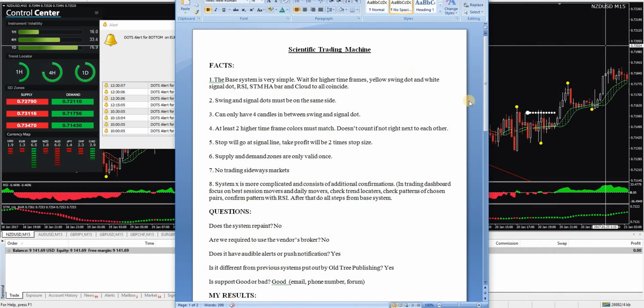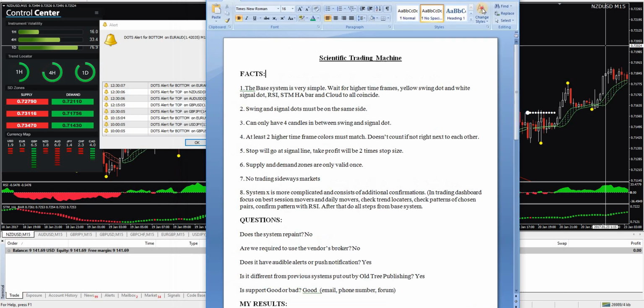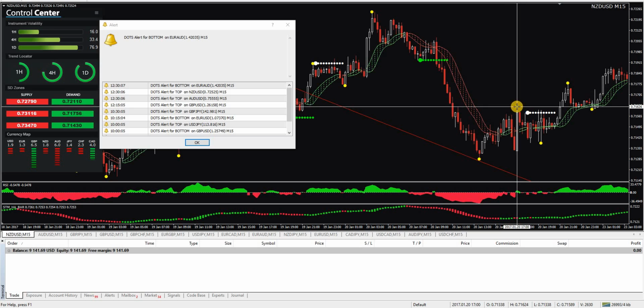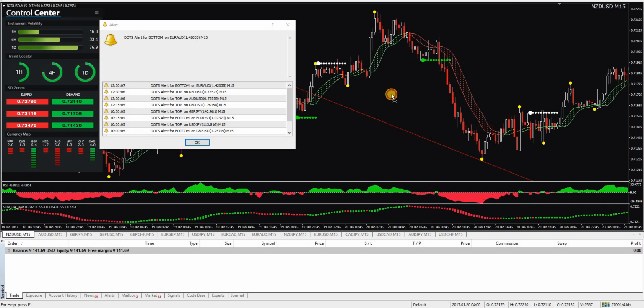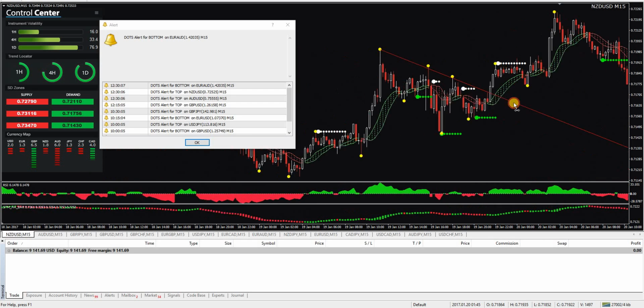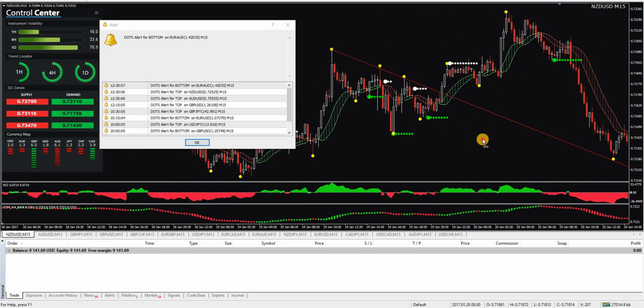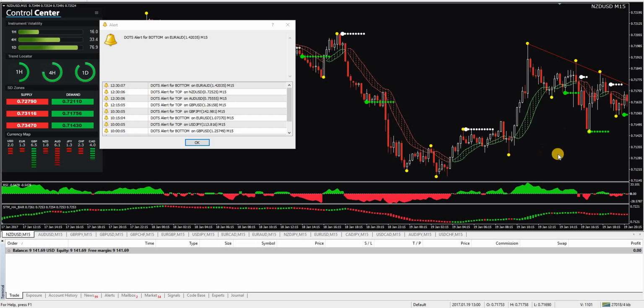All right, you can only have 4 candles in between the swing and signal dots. Again, this is relatively simple. As you can see here, from there to there, it's only 4 bars. And actually, we can have as many as 6 because we don't count the bars that have the swing and signal dots on them. So that means we can have a total of 6 in between.